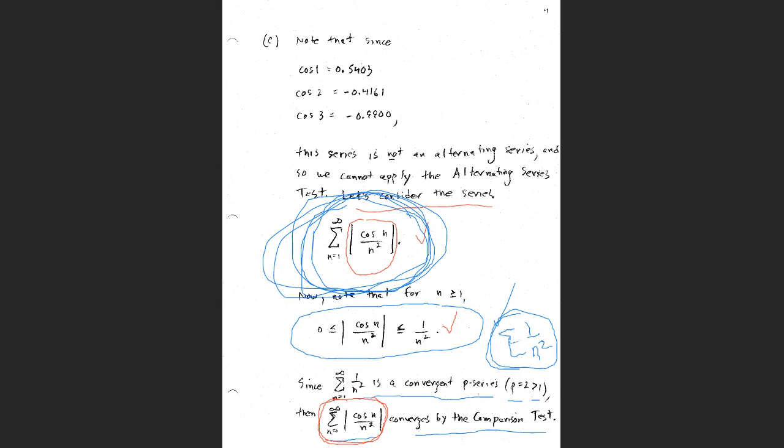But remember, this is not the series we're interested in, right? We're interested in the series n equals 1 to infinity of the cosine of n over n squared, not where we have the absolute values. But it turns out that it's very helpful that we established that this series converges. And let me show you why.